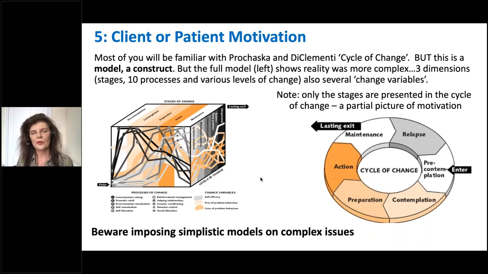And what Prochaska and DiClemente found was that there were three dimensions involved: the stages, 10 processes, and then levels of change, and also several change variables. When they created their cycle of change, they only used the stages of change in the cycle. So it's a partial picture of motivation. I think we need to be very careful and beware of imposing simplistic models on very complex issues.